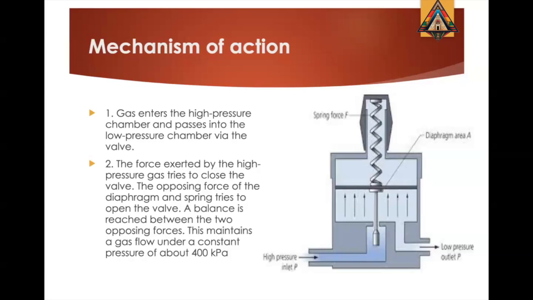Gas enters the high pressure chamber and passes into the low pressure chamber via the valve. The force exerted by the high pressure gas tries to close the valve. The opposing force of the diaphragm spring tries to open the valve. A balance is reached between the two opposing forces. This maintains a gas flow under a constant pressure of 400 kilopascal.